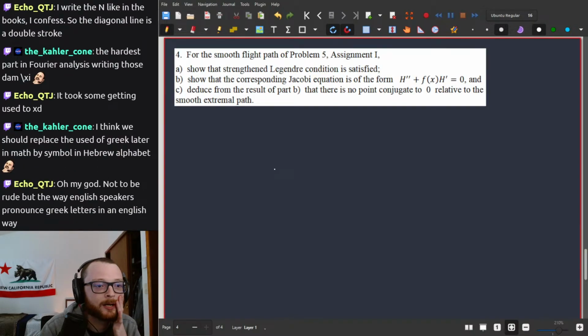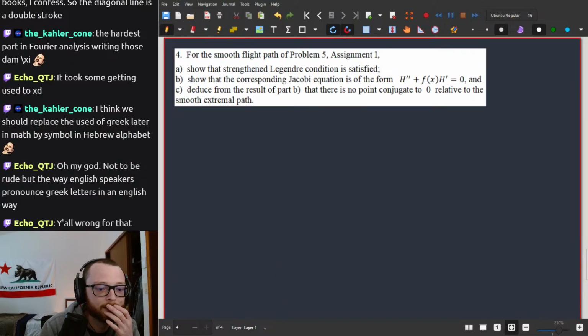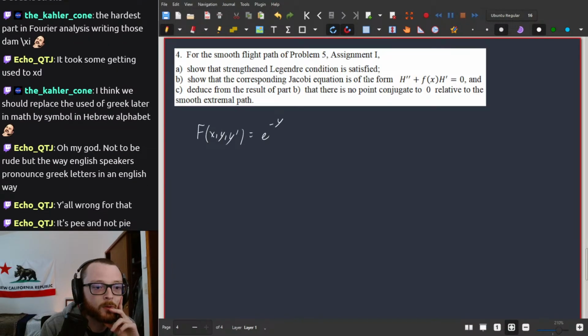Smooth flight path problem. Oh, I need to... Ugh. Let me bring up that homework assignment. Oh, okay, yeah. For that one, it was e to the minus y over h times root 1 plus y prime squared. H is some positive number.